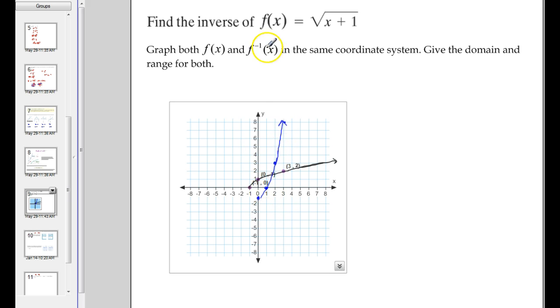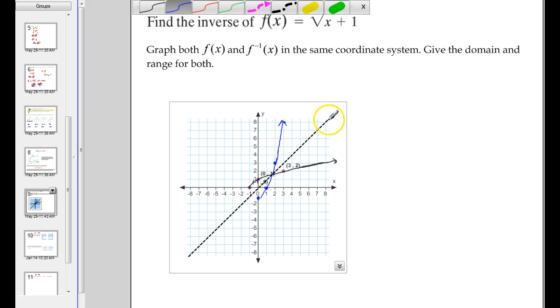So there's f of x and f inverse graphed on the same plane. And again, we see that symmetry over the line y equals x. And there's y equals x, that dashed line.